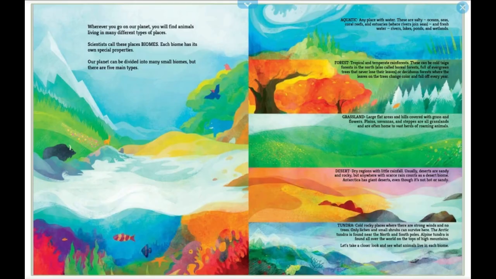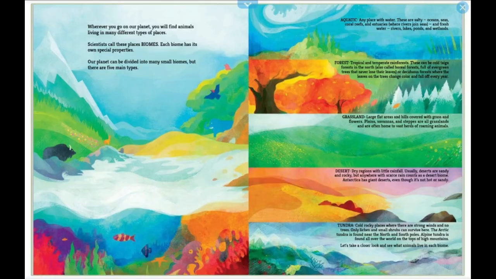Grasslands, large flat areas and hills covered with grass and flowers. Plains, savannas, and steppes are all grasslands and are often home to vast herds of roaming animals. Deserts, dry regions with little rainfall. Usually, deserts are sandy and rocky, but anywhere with scarce rain counts as a desert biome. Antarctica has giant deserts, even though it's not hot or sandy.